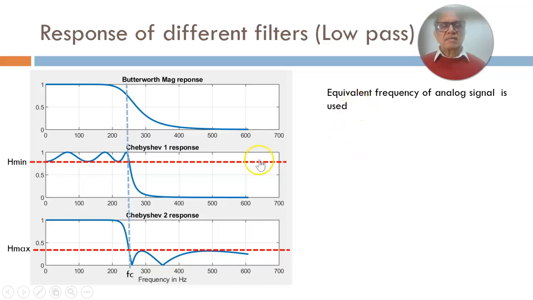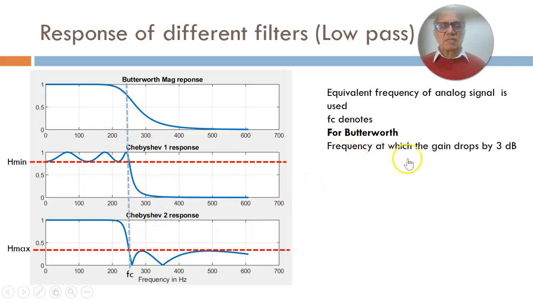So as I said, we are calibrating the x-axis in terms of equivalent frequency of analog signal. That is what we are doing. But as discussed, this could be a digital frequency also. Okay. Now FC denotes what? So FC will denote, depending on the nature of the response, whether it is Butterworth, Chebyshev or Chebyshev 2.